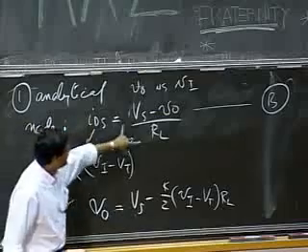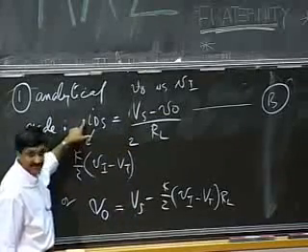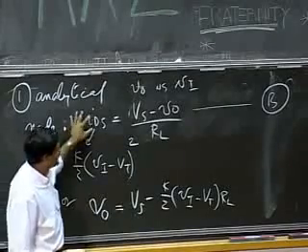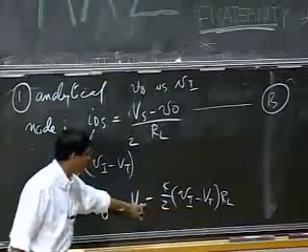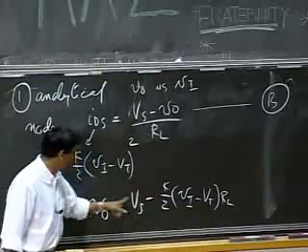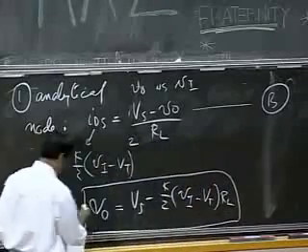All I've done is multiply both sides by RL, so it's RL IDS. I've taken RL IDS to this side, so I get the minus sign. VS stays here, V naught comes here. So that's my final expression.